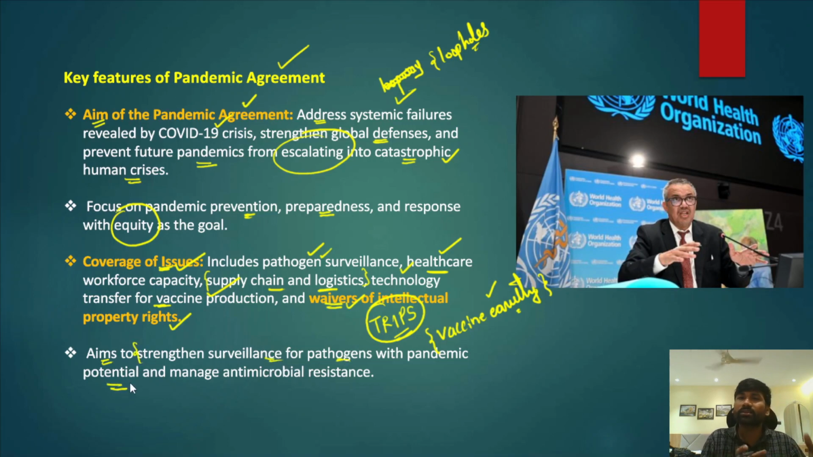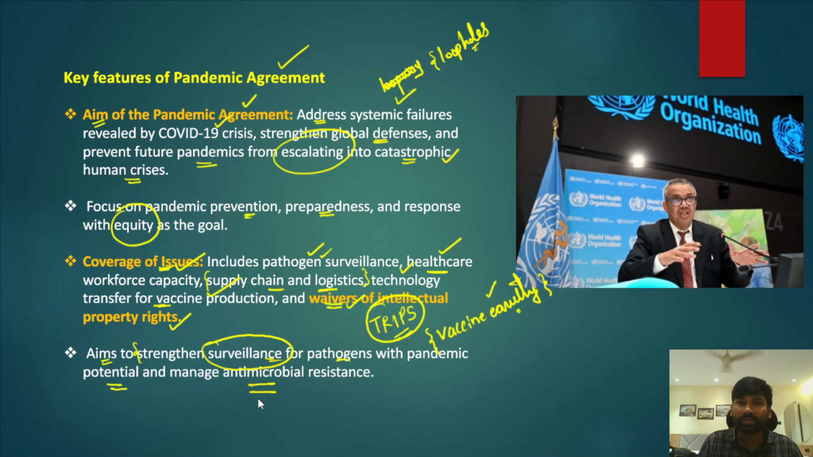For example, there are certain pathogens which can turn into pandemics, and they can create a large scale catastrophe. So therefore, surveillance would be emphasized, and apart from that, they will also manage antimicrobial resistance as part of this particular treaty. Okay, the pandemic treaty.